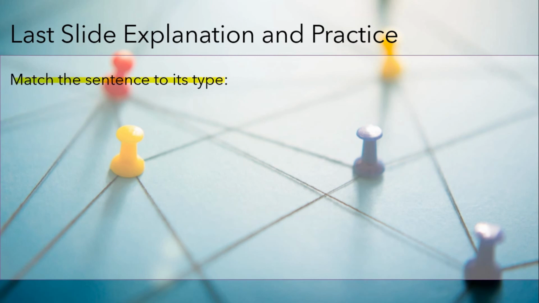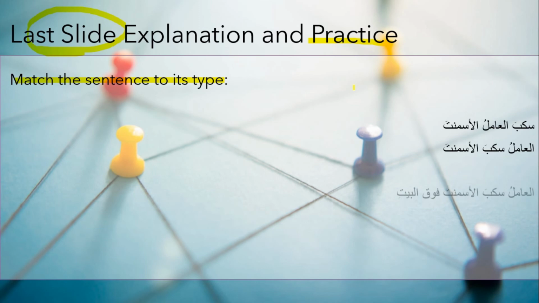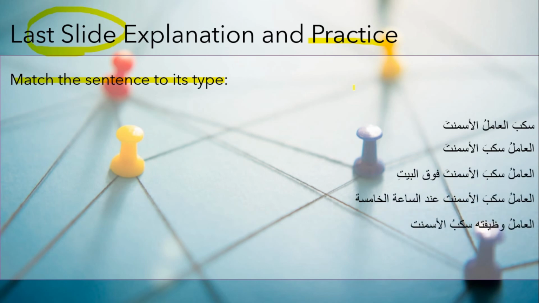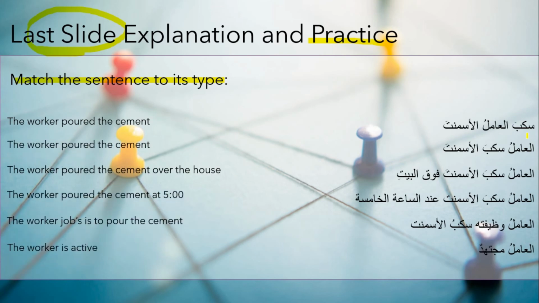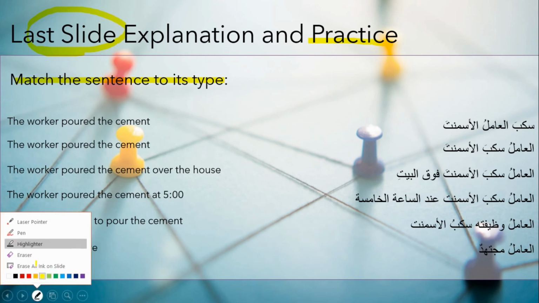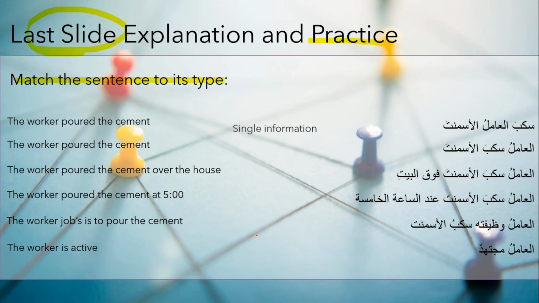So let's do one practice before we finish this class. We want to match the sentence to its type. I'm going to use exactly the same subject, the same verb, and the same object, but I'm going to change some elements in the sentence just to differentiate, to understand that you are able to differentiate between these types of sentences. So first, let's try to read these sentences. Let's try to understand them.